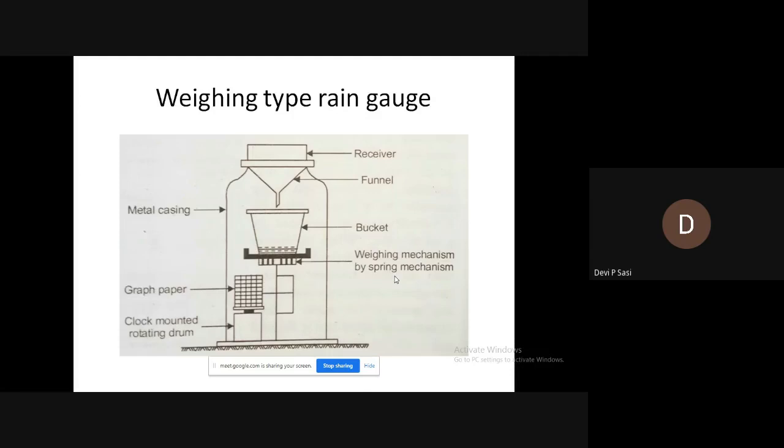Next is the weighing type rain gauge. The weighing type rain gauge is a self-recording type rain gauge. It consists of a receiver, a funnel, and a bucket beneath it. And the bucket is placed over a weighing mechanism.